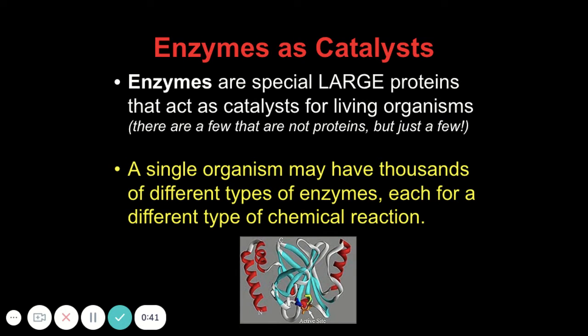Enzymes are usually, almost always, special large proteins that act as catalysts for living organisms. And a single organism could have thousands of different types of enzymes based on the different types of reactions that happen in our body. There are a few exceptions to the protein rule, but we won't really worry about those today.